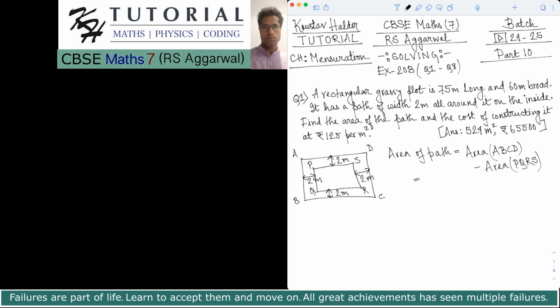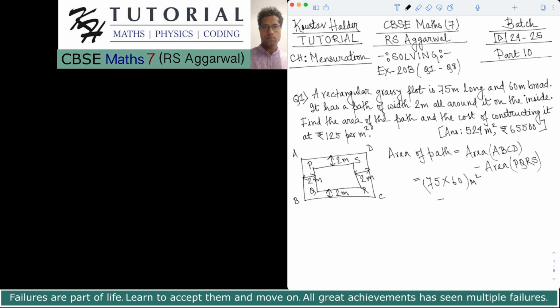Now to find the area of the rectangle ABCD, we know its dimension because ABCD is nothing but the rectangular plot. It will be 75 multiplied by 60, this much meter square.